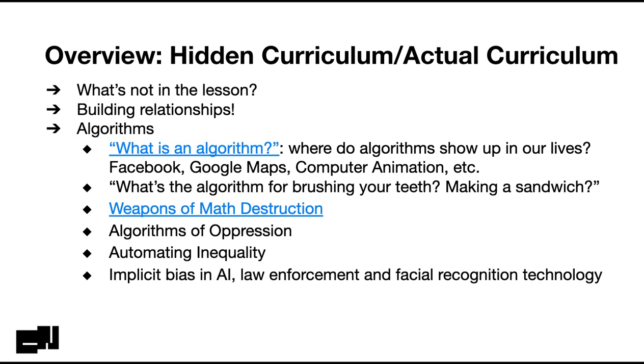There are also a few books. The first link there is like a 2-minute video on algorithms, and then the other two are books that have come out recently about implicit bias and how algorithms can sometimes be harmful.